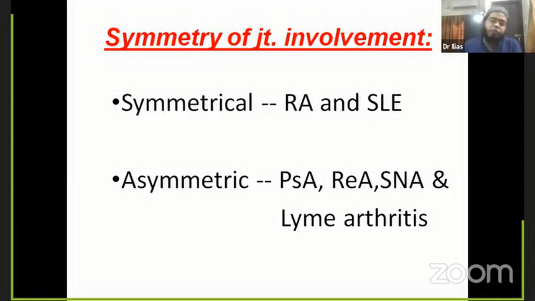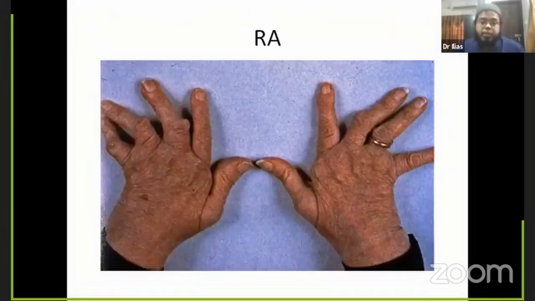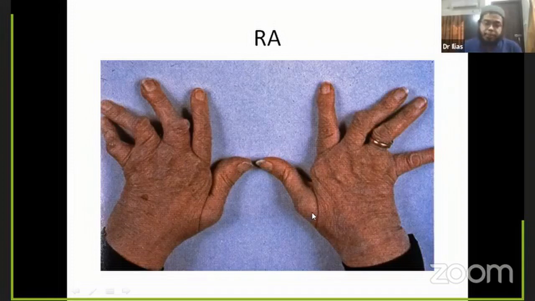So this kind of joint involvement will be there in case of asymmetrical presentation. You see, this picture is showing the symmetrical involvement of the finger joints, mostly the PIP joints, which are involved on both sides. Symmetrical joint involvement, and the patient has ulnar deviation of the fingers and also a Z deformity of the thumb on both sides. And this is found in case of rheumatoid arthritis.